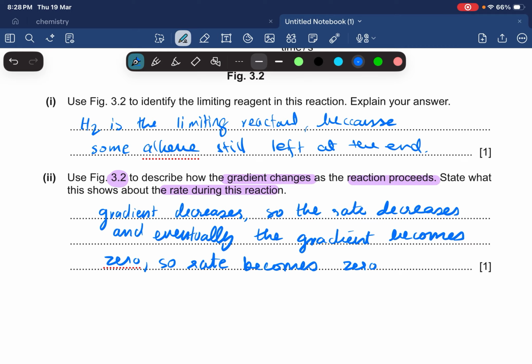The gradient becomes 0, so the rate becomes 0, so the reaction stops. That means it's going to be finished.